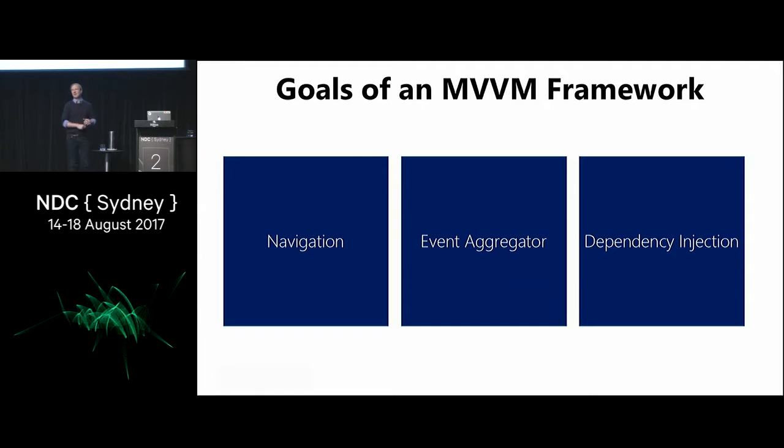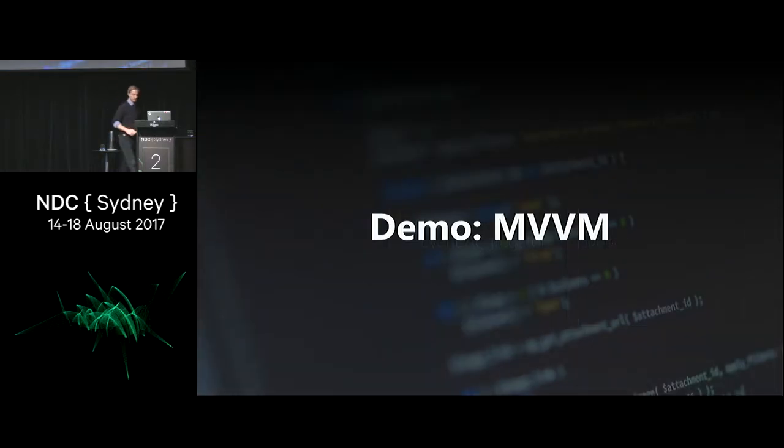We can use an event aggregator, which is the same thing as the messaging center, to distribute messages between certain view models and between activities and view controls and so forth. And then, of course, dependency injection. So let's look at how we can do this with Prism.